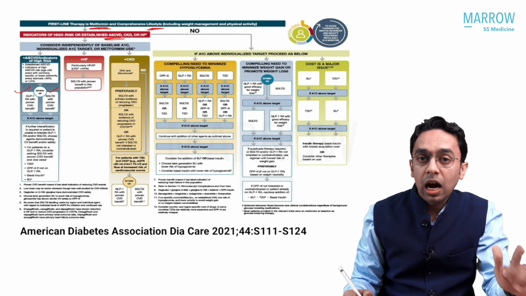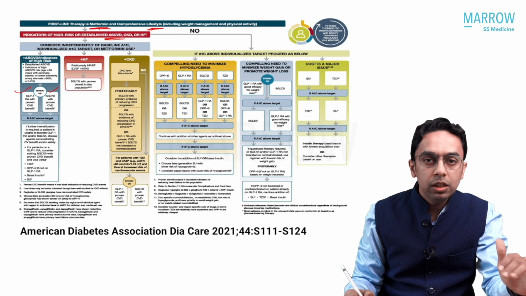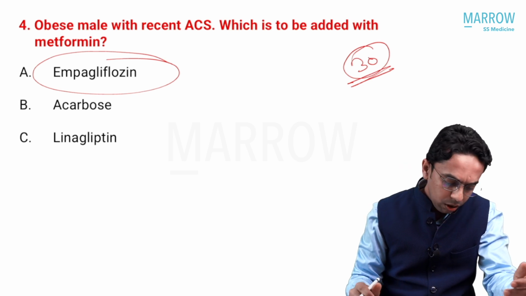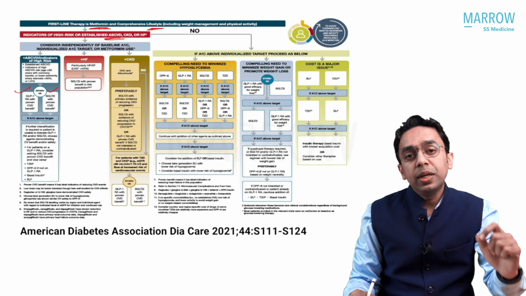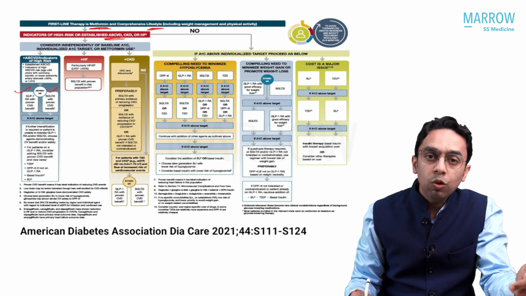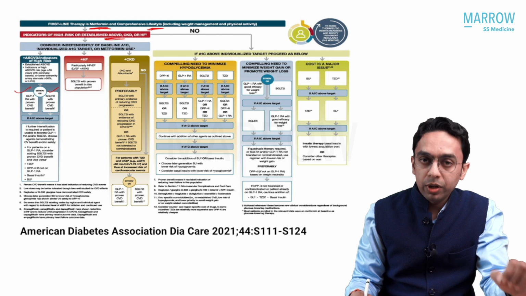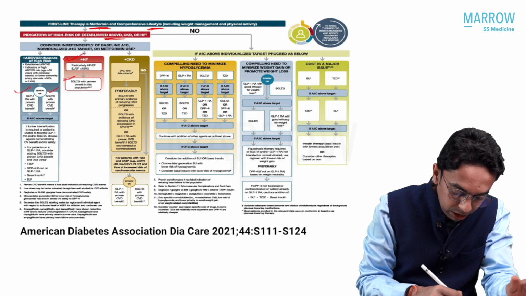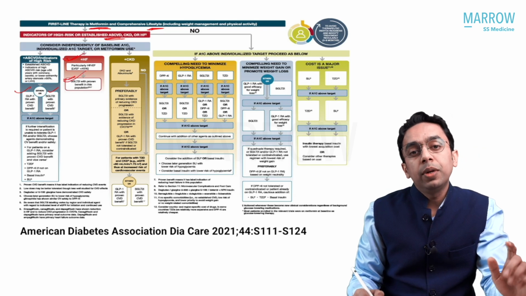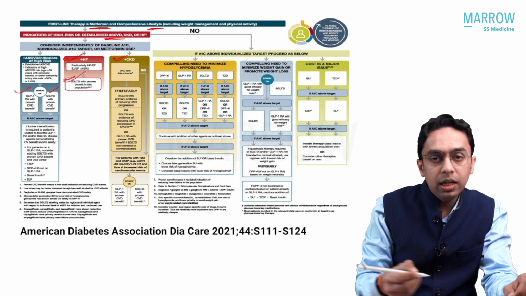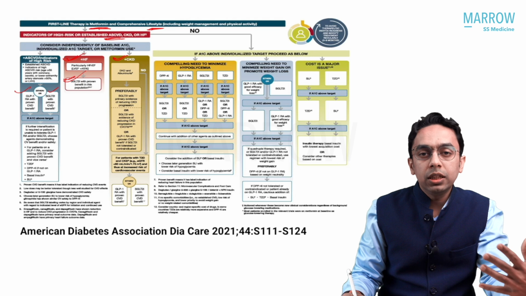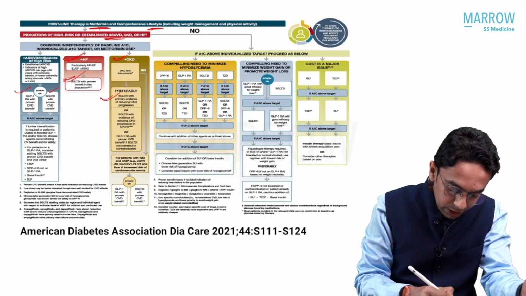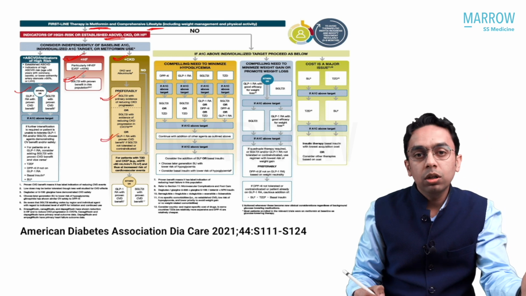But if the patient has heart failure, and our patient has ACS, then obviously the answer in this question would be empagliflozin, which is an SGLT2 inhibitor. So if the patient had heart failure, then even over a GLP-1 analog, you would prefer an SGLT2 inhibitor. If the patient has CKD, that is DKD, with proteinuria or microalbuminuria, then you can give an SGLT2 inhibitor or GLP-1 analog.